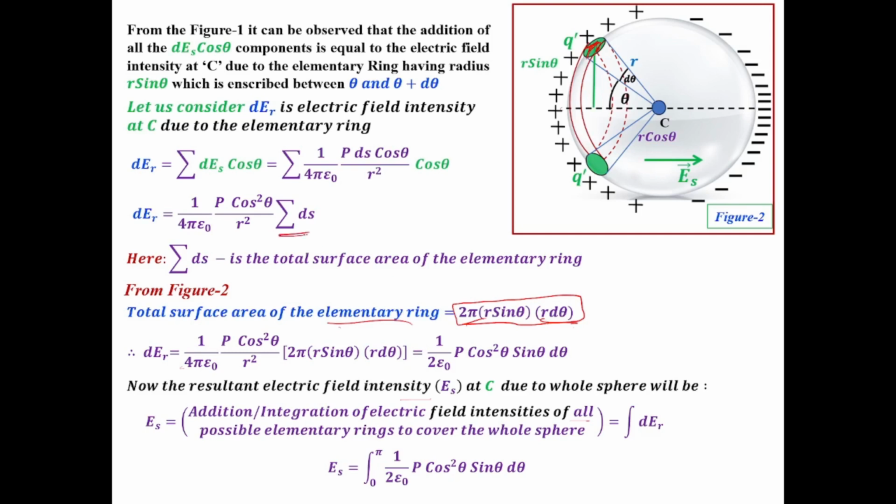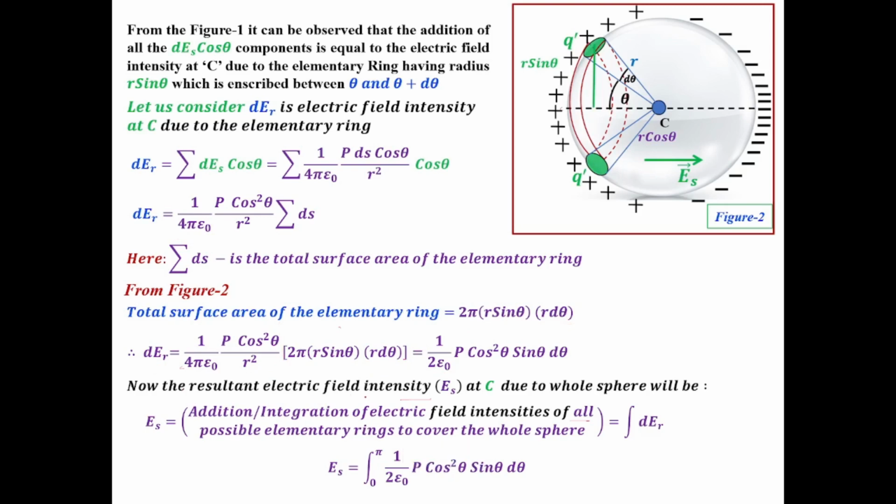So summation over dS is nothing but this one, we have to just substitute over here. So dE will be equal to 1 by 4 pi epsilon 0, p into cos square theta by r square, as it has been written, into 2 pi r sin theta into r d theta, which will be equal to 1 by 2 epsilon 0, p cos square theta sin theta d theta.